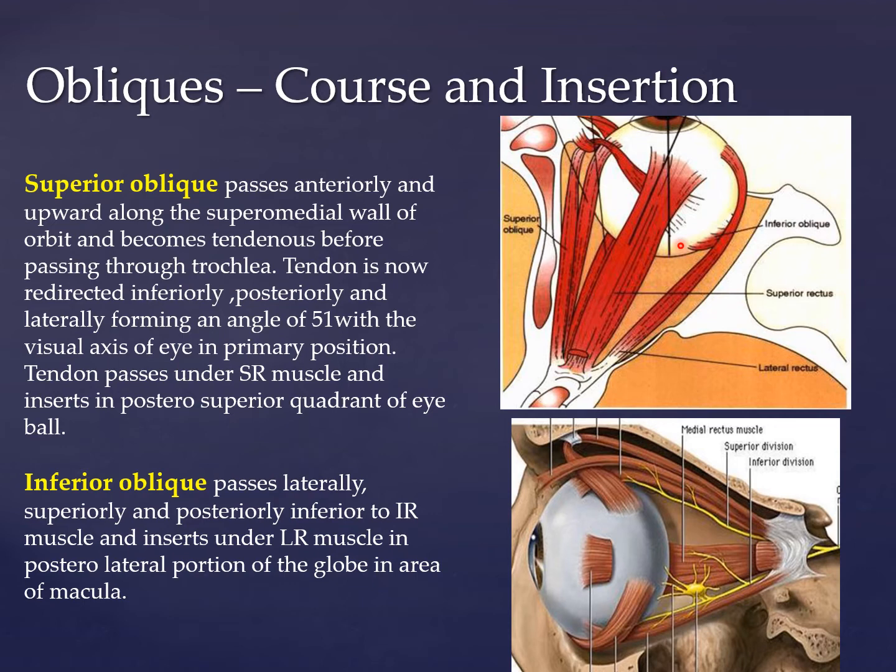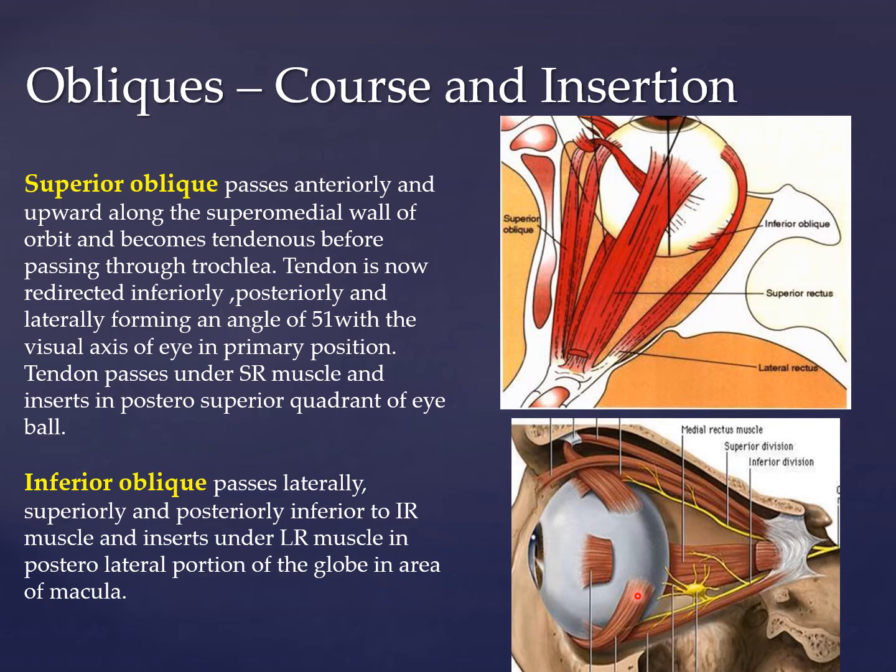equator. And this inferior oblique originates from the small shallow depression of orbital plate of maxillary bone from the front of the orbit. It extends posterior to the inferior rectus, laterally and superiorly to insert into sclera behind the equator in the posterior lateral quadrant of eyeball close to macula.